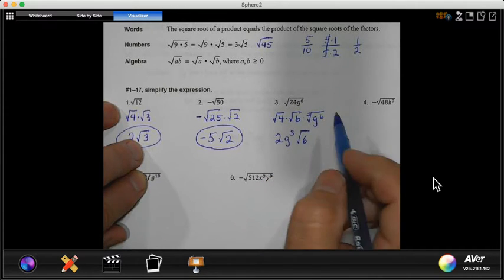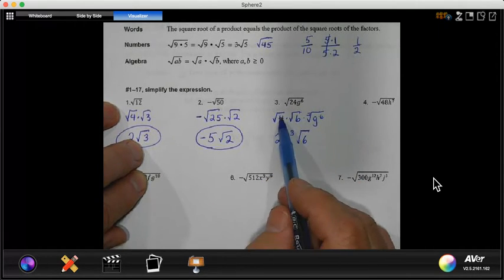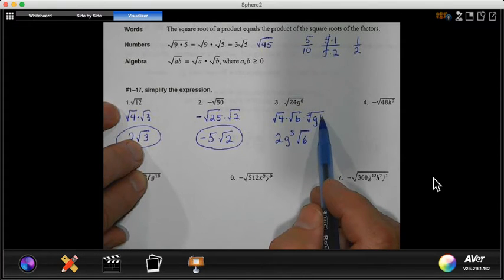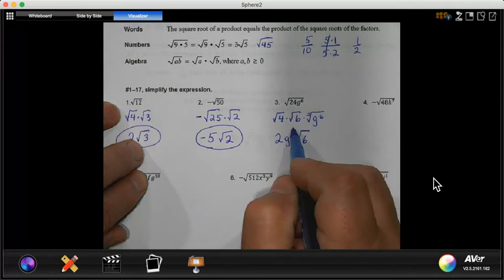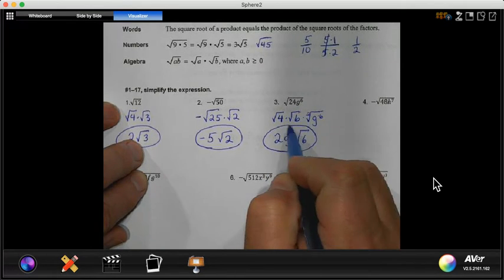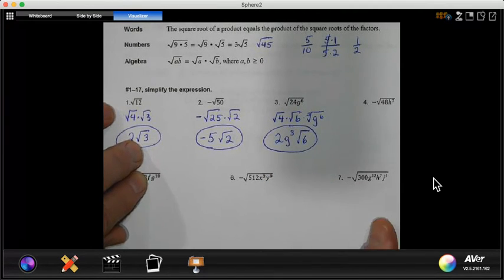And that's a hard one for kids, but it's really not that bad. You just take the square root of 4 is 2, and then you take the power and divide it by 2. Cut it in half, okay? Whatever's left goes back under the root.